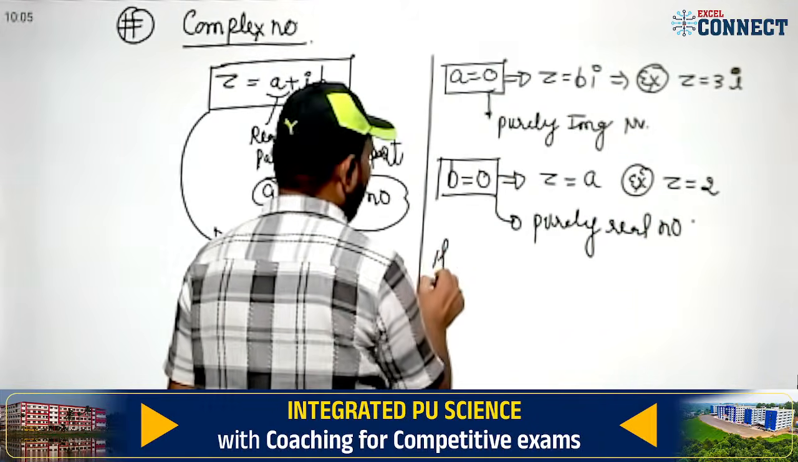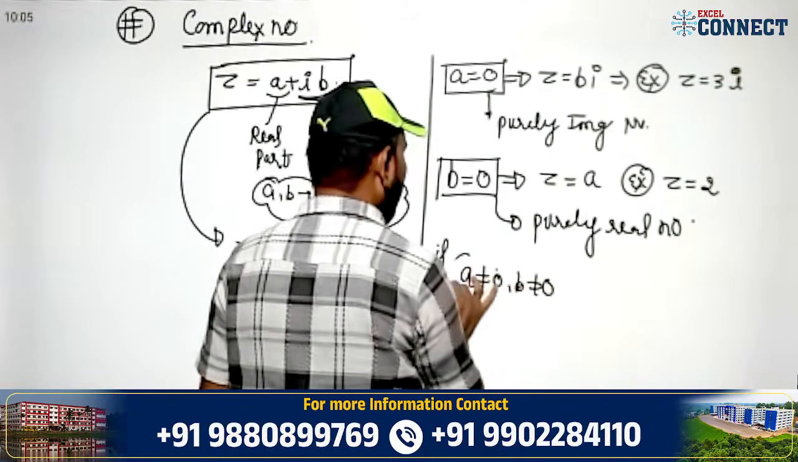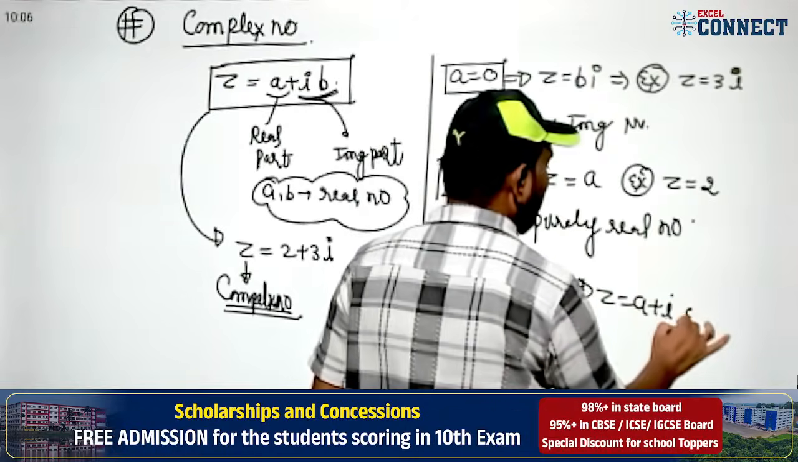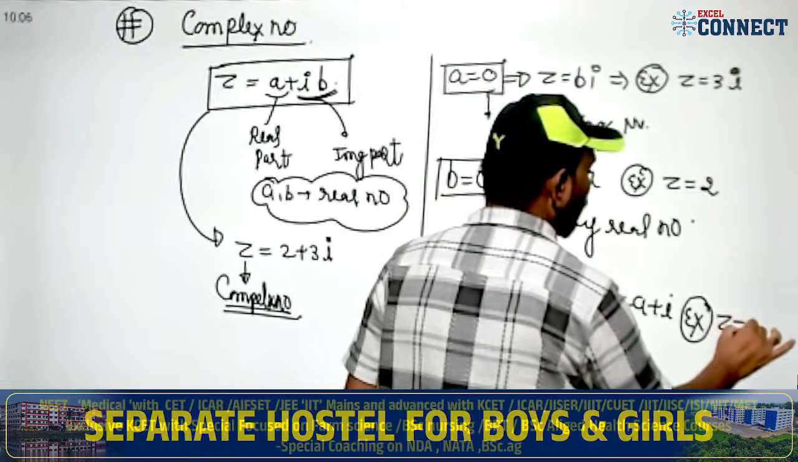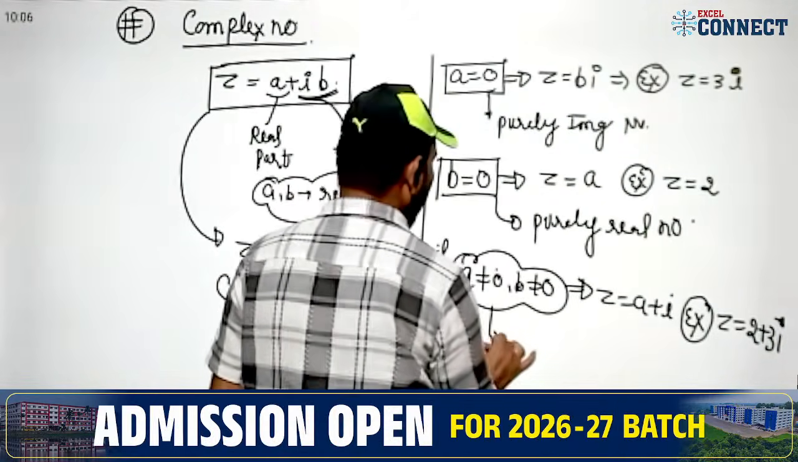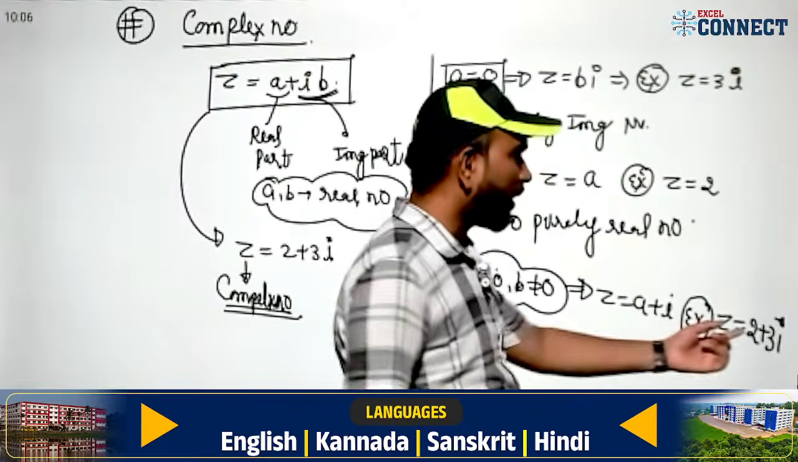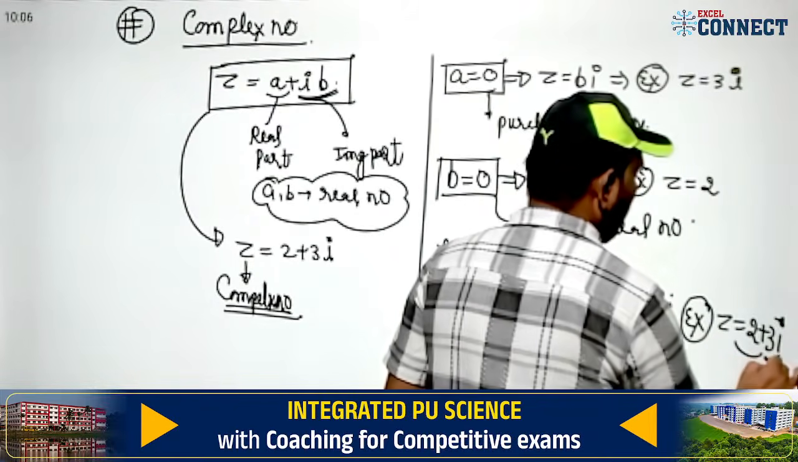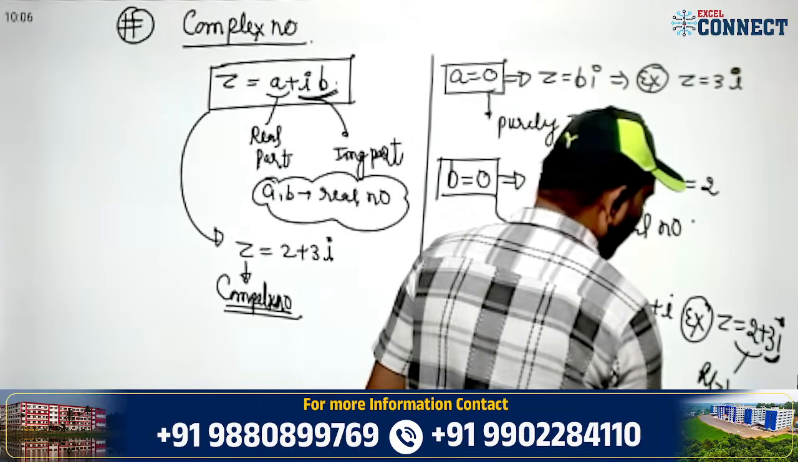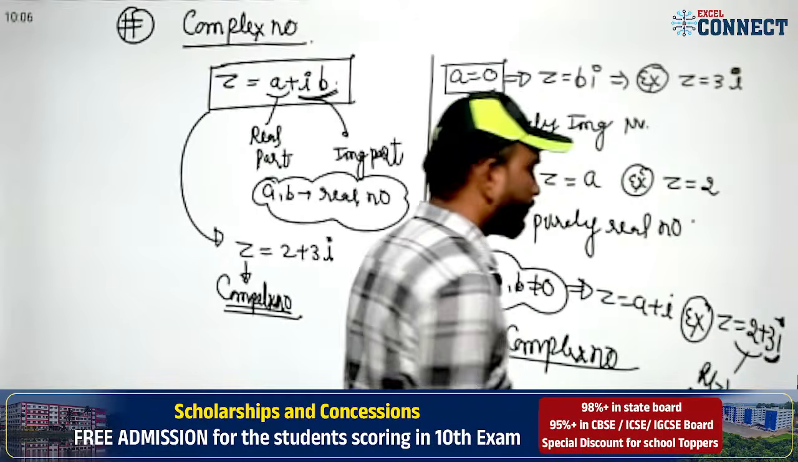If neither a is 0 nor b is 0, and I say z is equal to a plus iota b, for example z is equal to 2 plus, let's suppose, 3 iota, then this is called a complex number, in which this is the real part and this is the imaginary part. So the real part of z is equal to 2 and the imaginary part of z is equal to 3. This we can write.